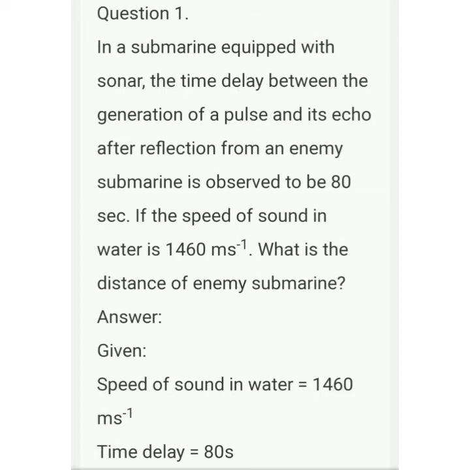First question: in a submarine equipped with sonar, the time delay between the generation of a pulse and its echo after reflection from an enemy submarine is observed to be 80 seconds. That is the time for the signal from the submarine to reach the enemy submarine and return back to the submarine. So it has travelled 2 times, and that time is 80 seconds. If the speed of sound is 1460 m s^-1, what is the distance of the enemy submarine?